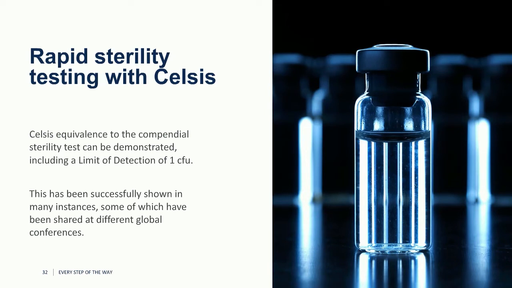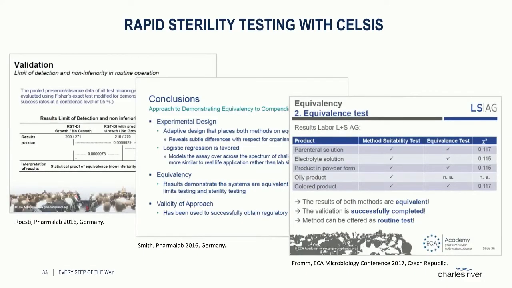We, of course, are aware of lots and lots of those, but some of them we have seen presented at different global conferences, and so I wanted to share an example of that with everybody. We have a few here. The first from PharmaLab in 2016. This is Novartis. The second one here in the middle, this is also from PharmaLab at 2016, and this is from a Janssen presentation. And then the last here, the one we see in the front, was from the ECA Microbiology Conference in 2017, and this is the laboratory called Labor LNS.